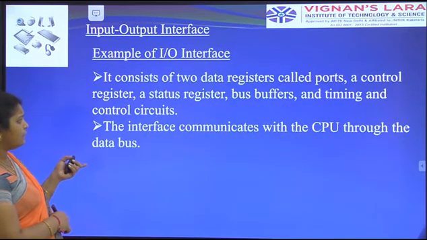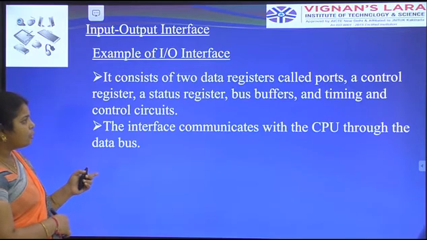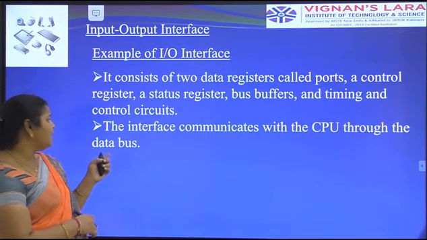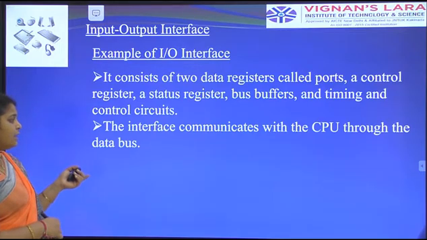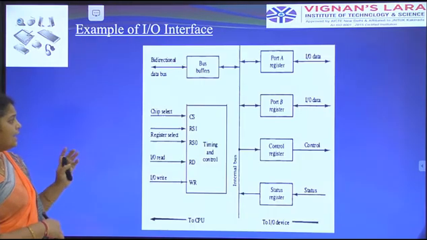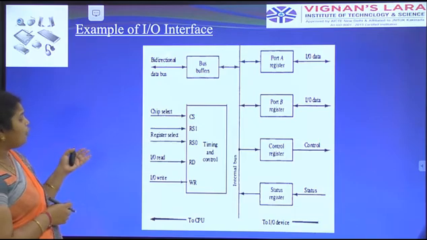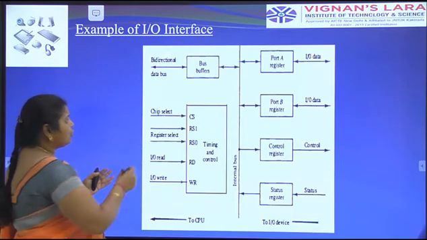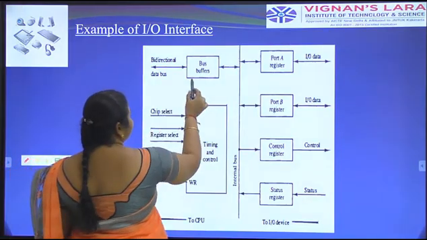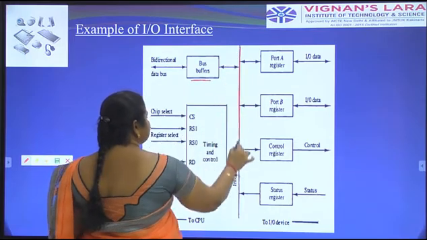Example of IO interface: it consists of two data registers called ports, a control register, status register, bus buffer, timing and control signals. This interface communicates with the CPU through the data bus. Okay, here in this diagram we see the IO interface. Here we have the bus buffer. Bus buffer is connected with the single bus. This is nothing but bus.